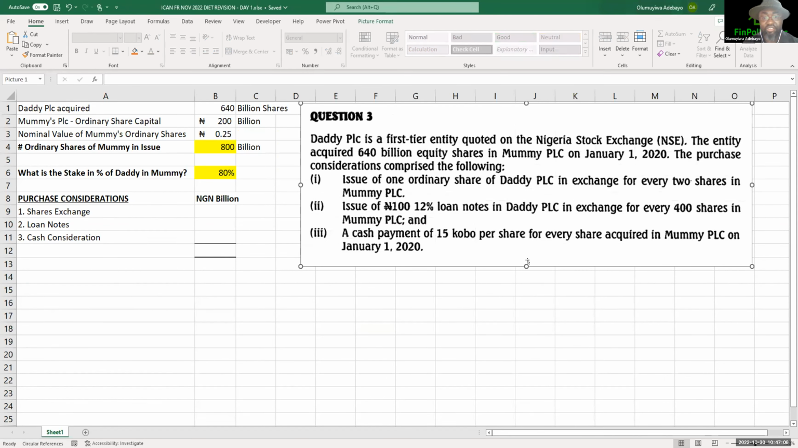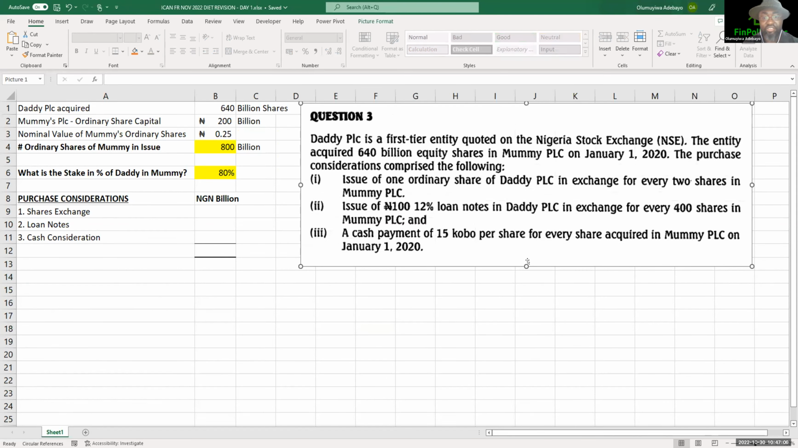Okay. Now, if you look at it clearly, for every 2 I acquired in Mommy, I issue 1 additional share as a consideration for those shareholders, which then means that the number of shares will be equal to 1 over 2 times acquired shares. You are more or less giving half of your own shares to get 1 of Mommy's shares. What it simply means is that if I acquire 2 from Mommy, I give Mommy 1 of mine. And how many 2 will I acquire to give 1 each? It will have been 320 billion times. And that's what it means.